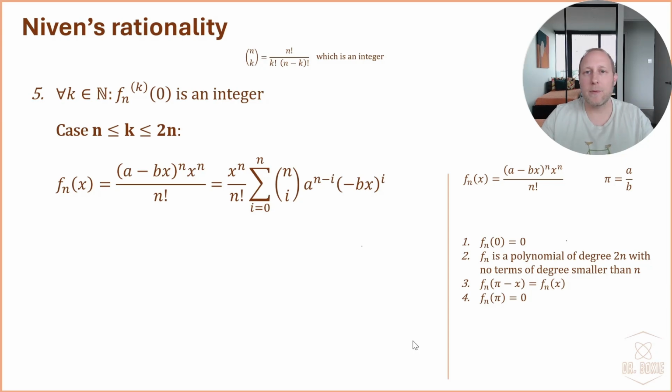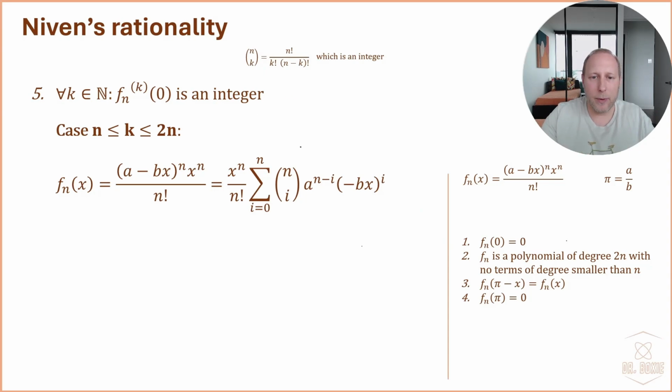Now, there are multiple ways we can see that. One of the ways is that the interpretation of n choose k is the number of ways that we can choose k objects out of a total of n objects. And now the number of ways you can do something is always an integer.